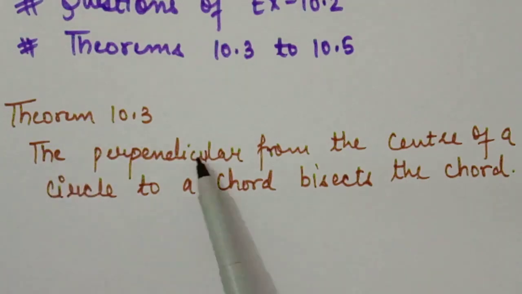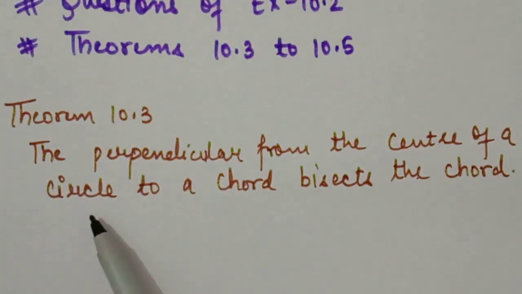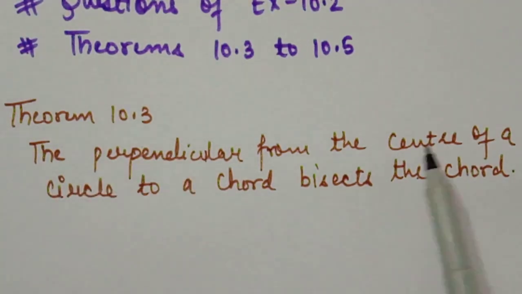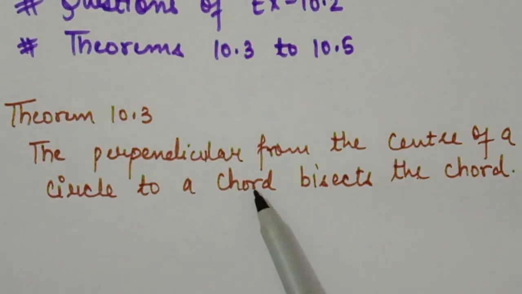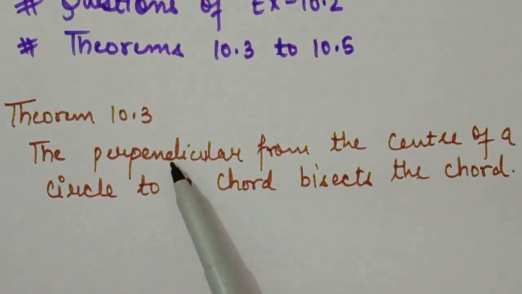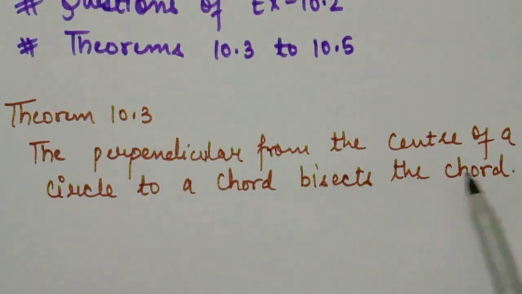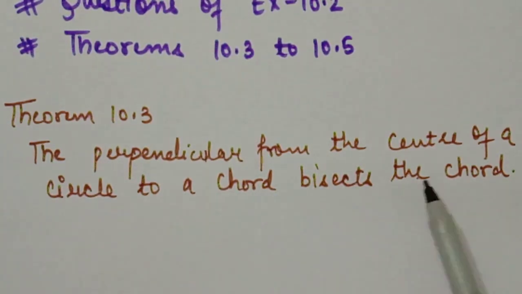It says the perpendicular from the center of a circle. When we draw a perpendicular from the center of a circle to a chord, it means we have to draw a perpendicular on a chord. Bisect the chord. We have to prove that the perpendicular bisects the chord.